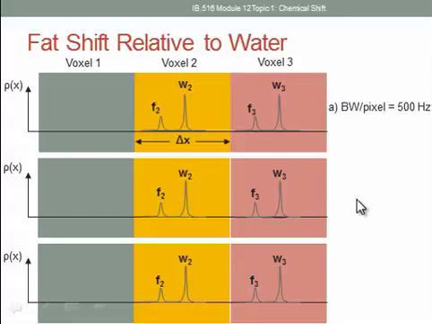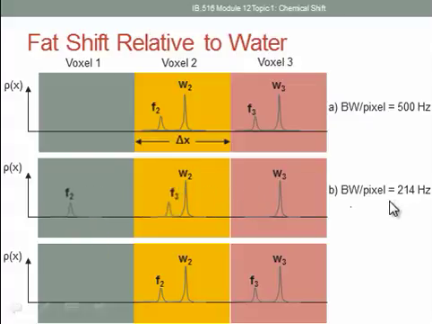So how much does it move? Well, if we set the bandwidth per pixel in this first case to a large enough value, the fat will appear correctly, or it will show up in the actual voxel where it's supposed to be. But if we reduce that bandwidth, let's say for 1.5T, we've made the bandwidth per pixel equal to 214 Hertz, which is the same frequency difference between fat and water at that magnetic field strength.